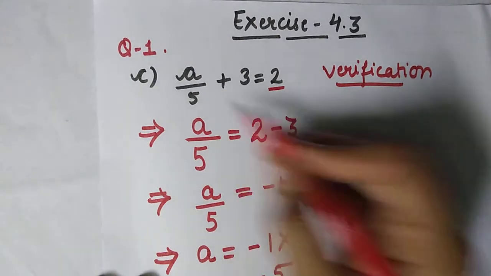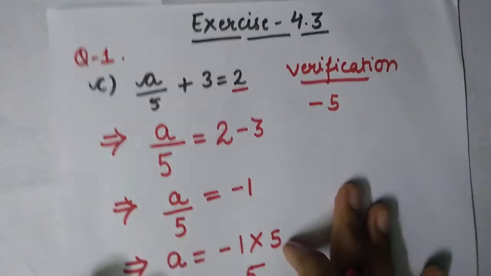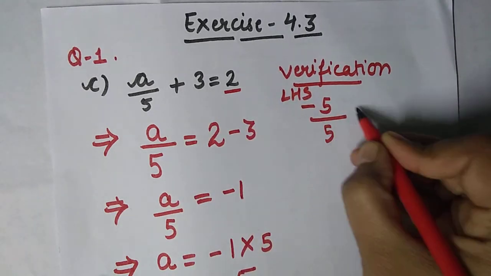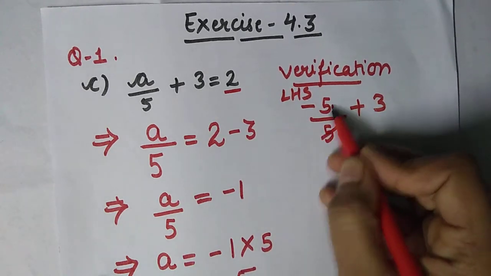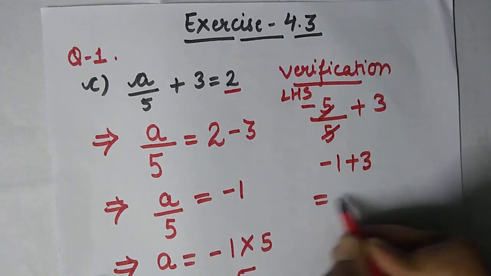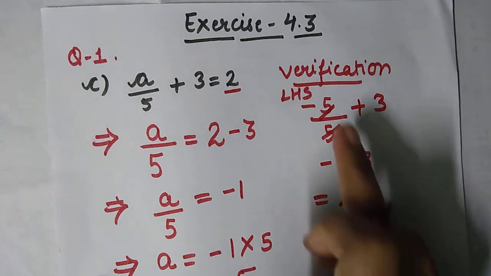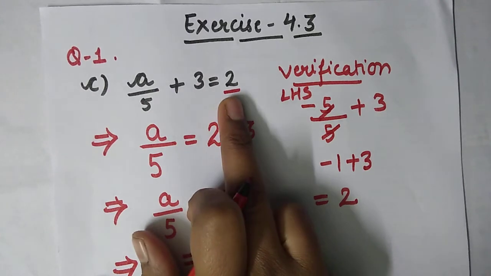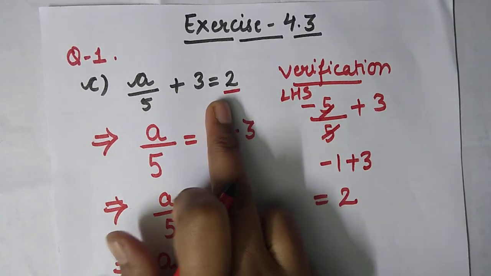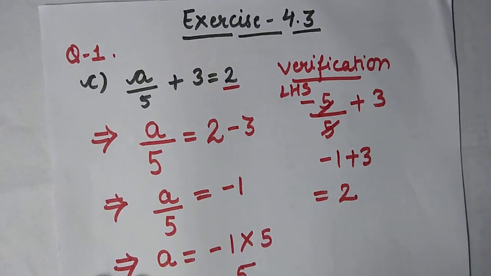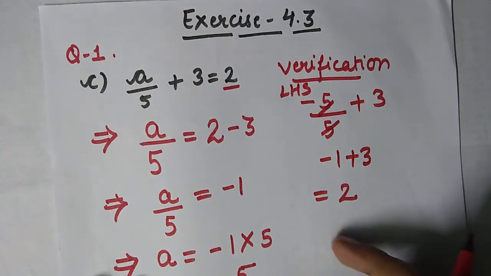Okay, so A is minus 5, so I am putting, first I am taking the left hand side. Minus 5 over 5 plus 3, so these get cancelled and I am left with minus 1 plus 3. Okay, and this is plus 2, and here I have solved the left hand side. So this is 2, and on RHS I already have 2. So yes, it is satisfying the equation. This value, that is A equals minus 5, means this is the correct answer.